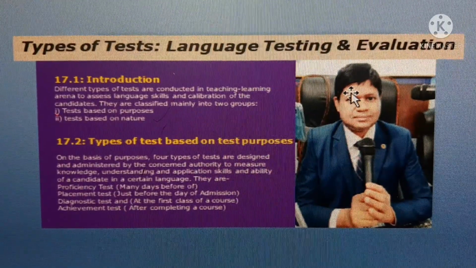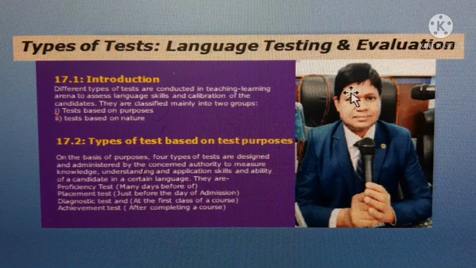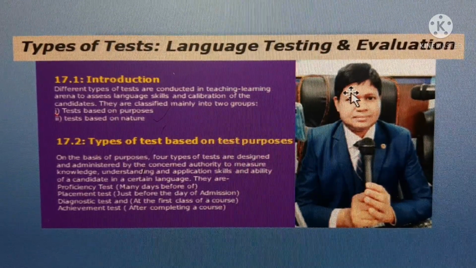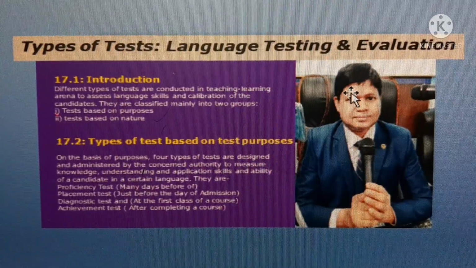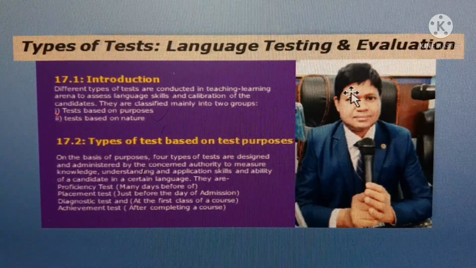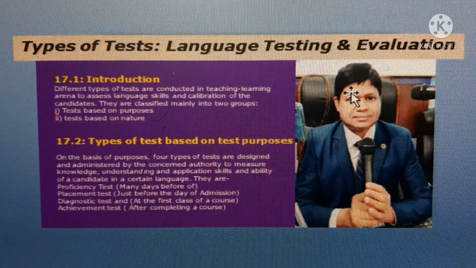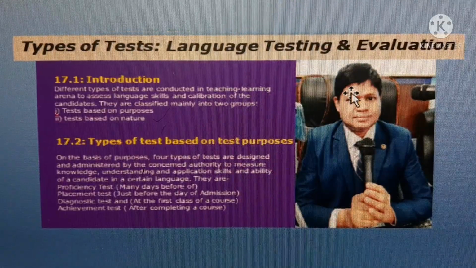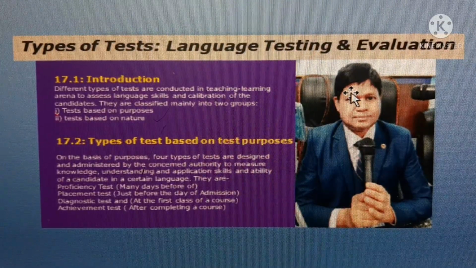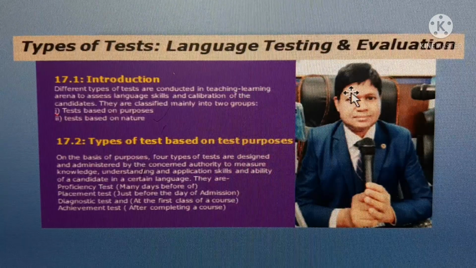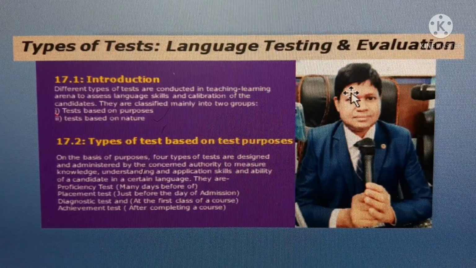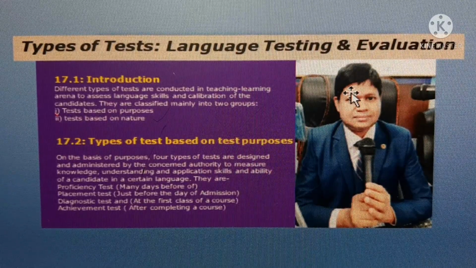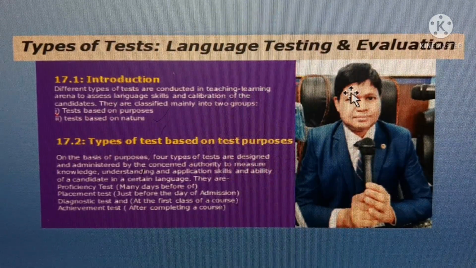Types of tests based on test purposes. On the basis of purposes, 4 types of tests are designed and administered by the concerned authority to measure knowledge, understanding, and application skills and ability of a candidate in a certain language. They are: number 1, Proficiency Test; number 2, Placement Test; number 3, Diagnostic Test; and number 4, Achievement Test.